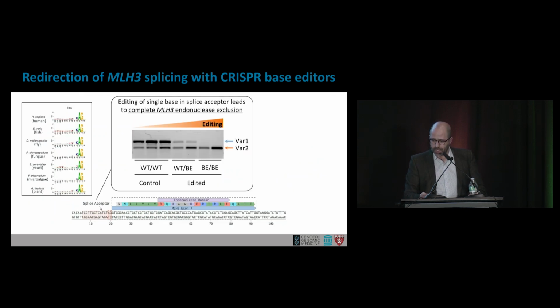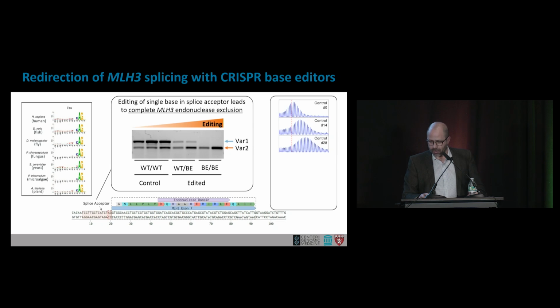When we use this in HEK cells, we can show that if we edit both alleles, we completely shift the expression of the bad variant, the one that contains the endonuclease, which is the upper band, and we only express the variant at the bottom, which does not have the endonuclease domain.